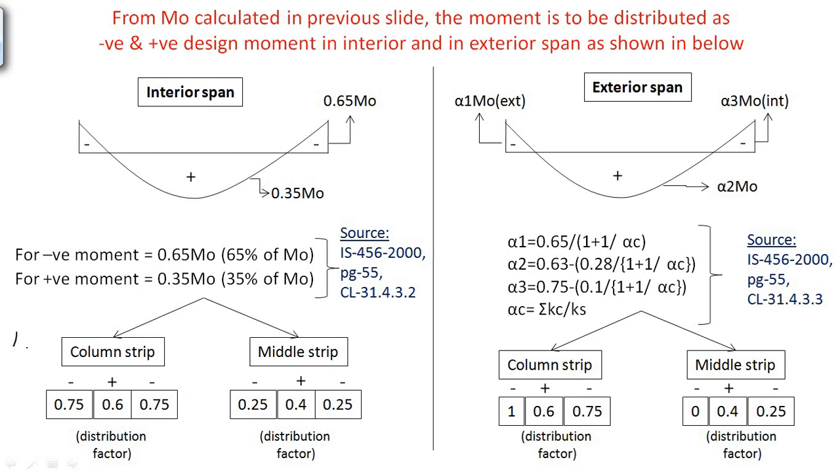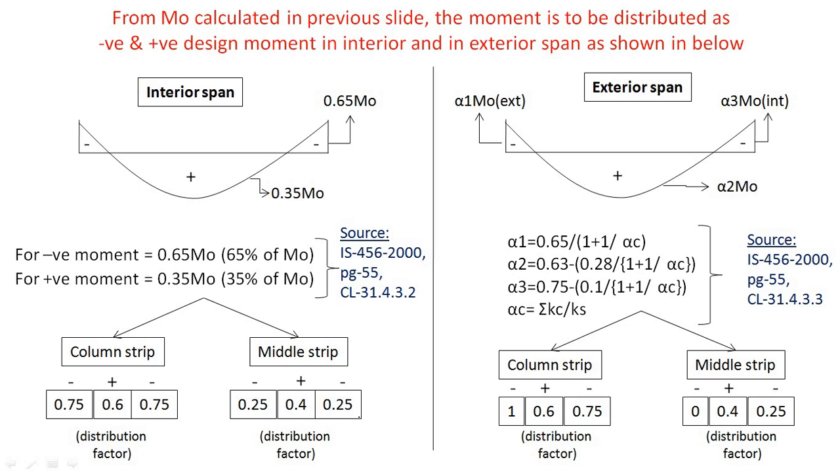For example, let us make the value 1. So 1 minus 0.75, which is 0.25. So the remaining should be at the middle strip. Similarly for positive, 1 minus 0.6, which means 0.4. Similarly for negative, 1 minus 0.75, which means 0.25. So the value for the column strip is already provided by the code, but it says the remaining values from the column strip should be distributed to the middle strip. So we have done the same thing. This distribution factor will be used for the design.